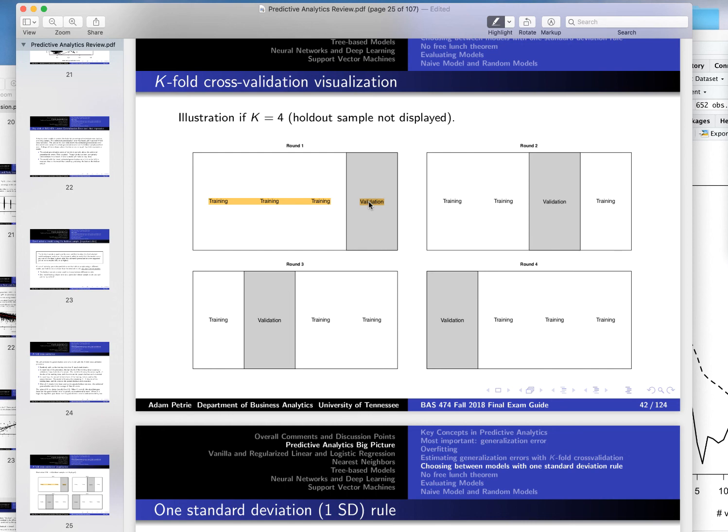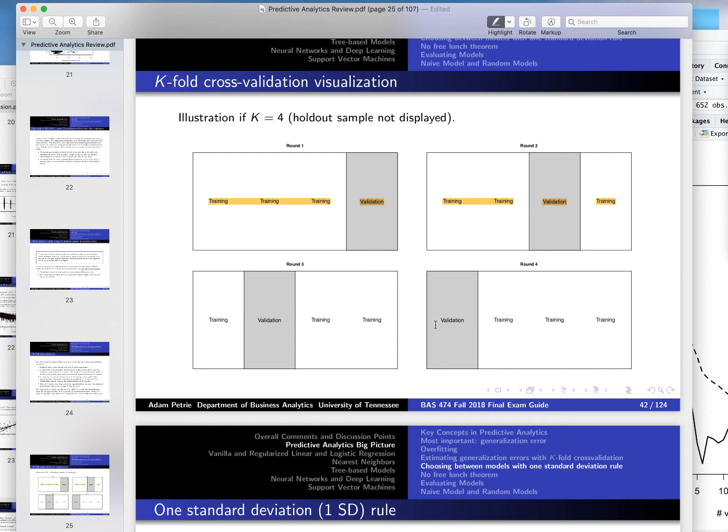In round 2, the identity of that validation set rotates. So round 1, it was the very last chunk. In round 2, it's the second to last chunk, but same deal here. The model is fit using the individuals in the remaining bits of the training sample. And then the model makes predictions on the individuals in that validation set. So we get a second estimate of the model's error on brand new individuals. And then we continue through round 3 and round 4 until every one of these chunks has had a chance to serve as the validation set, that set of new individuals that the model hadn't seen before. And the overall estimate of the generalization error is just the average of these 4.